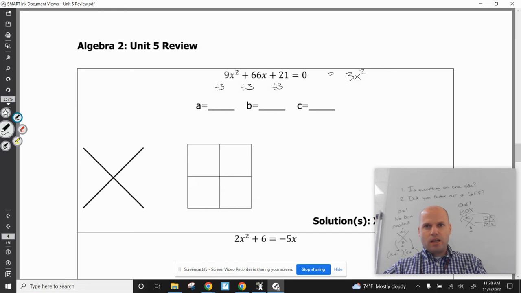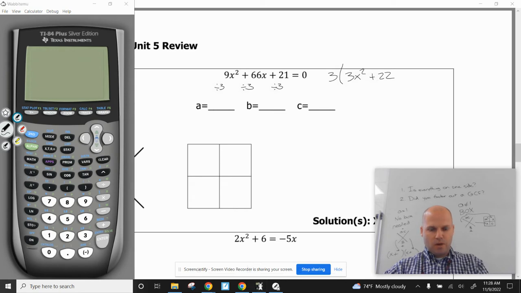Make sure you check, and if you need your calculator, do some work here, like 66 divided by 3 if you need to check. See, it's 22. Great. That's how I got 22x. I divided 66x by 3. 21 divided by 3 is 7.